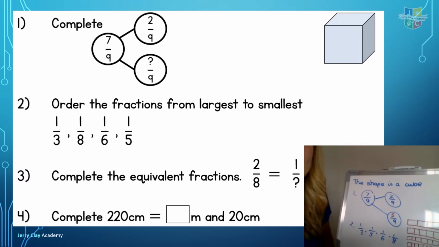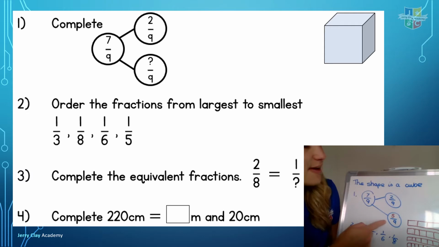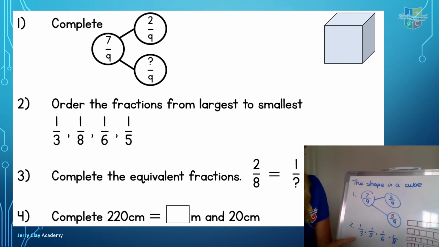So you should have said that the shape was a cube because it's got squares that are all the same size and the same length and got the same angles because it's a 3D shape. Then for number 1, you should have said that it is 5/9 because my denominator stays the same. If I do 7 take away 2, I get 5. Then your answers for number 3 should be 1/3, 1/5, 1/6 and 1/8.